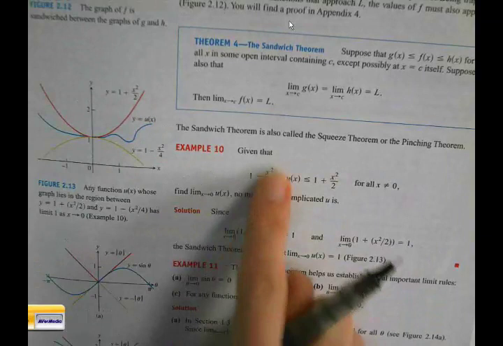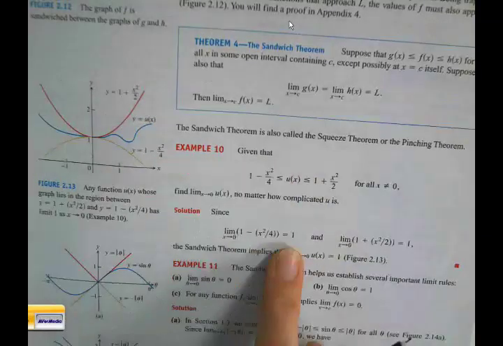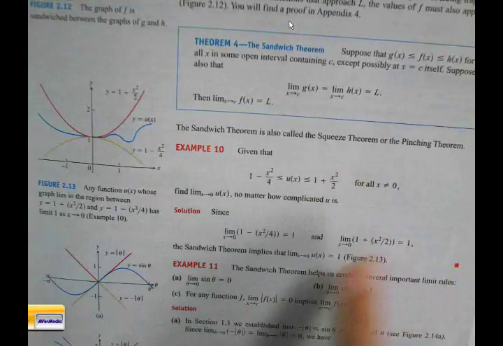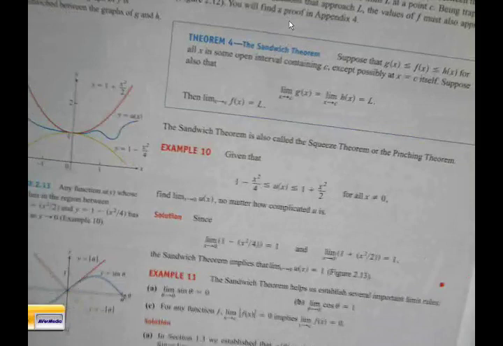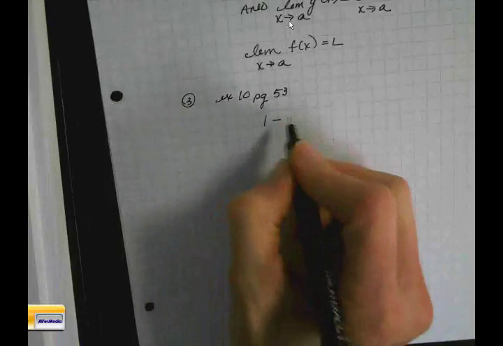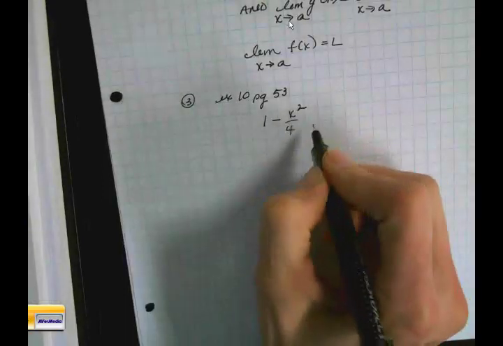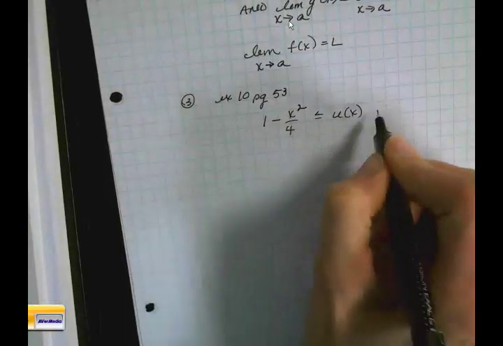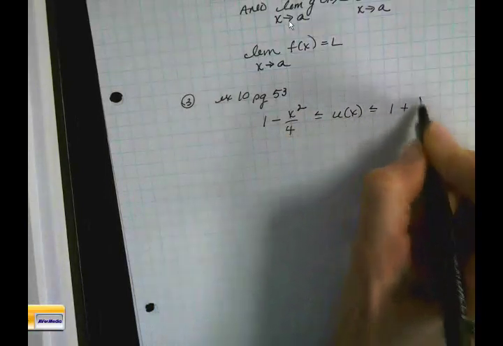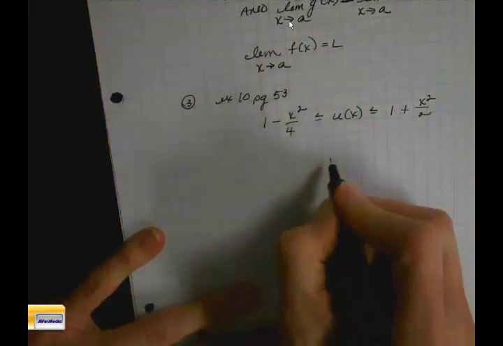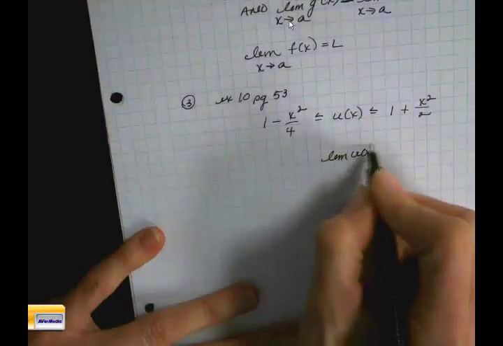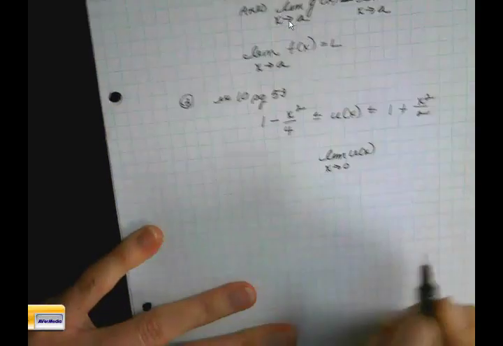Well, they say that the limit of the 1 minus x squared over 4 as x approaches 0 is 1, and the limit of the 1 plus x squared over 2 as x approaches 0 is 1 also. So therefore the u must also be in there. Now let me show you how we can write this a little bit easier. We have 1 minus x squared over 4 less than or equal to u of x less than or equal to 1 plus x squared over 2. The question is, really in the middle, here is the question, what really is the limit of u of x as x is approaching 0?